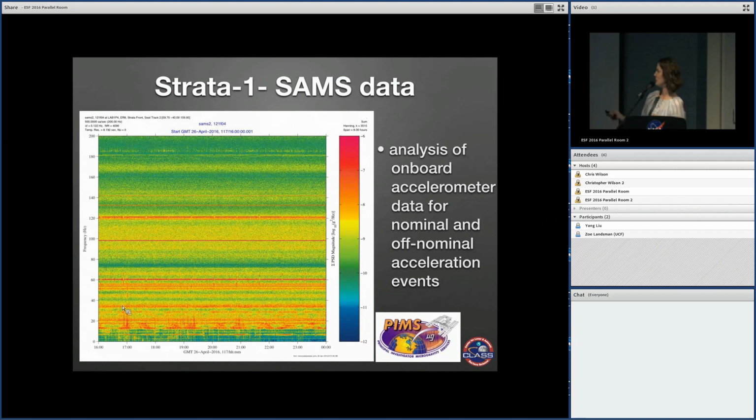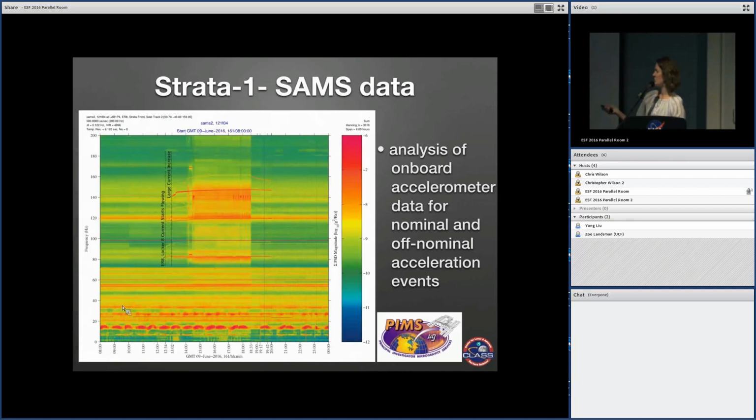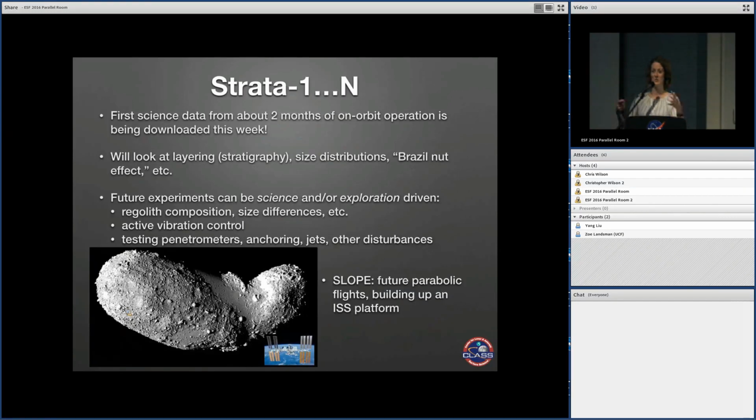So this is sort of a typical profile. This is frequency and time here, and then this is just the magnitude of the acceleration that you're getting. So you can see certain frequencies are very strong at all times. But this is a relatively quiescent period. There's no strong signal. Sometimes another experiment turns on, and you can see a really strong vibration profile from that experiment. So we're going to be tracking all of these things as we go.